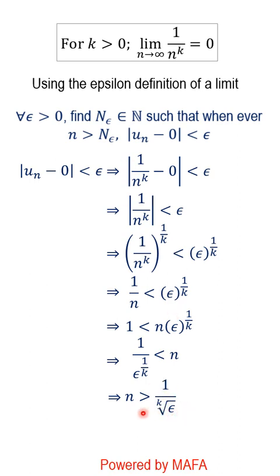But if we compare n greater than 1 over the k root of epsilon with n greater than n epsilon, they are similar. So it means we can take our n epsilon to be the greatest integer function of 1 over the k root of epsilon. We are taking the greatest integer function because n epsilon is supposed to be a natural number, and 1 over the k root of epsilon is not in all cases a natural number, so we need to take the greatest integer function, so it solves our problem.